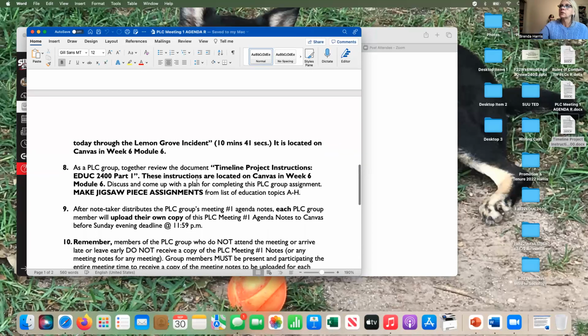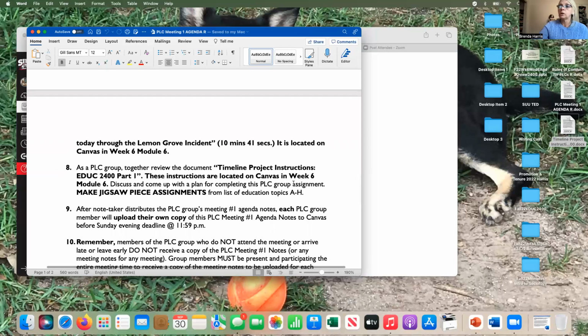Item 8 on your agenda, this is where you're going to look at your timeline project. What are you supposed to do together? Okay, so if you've read these instructions before you come together as a group, it's going to go much faster than trying to read through it slowly, individually. As a group, you're going to have to wait for each other. So if you read it on your own and then come to the meeting having already read it, you can talk about it, discuss, move forward a lot more efficiently.